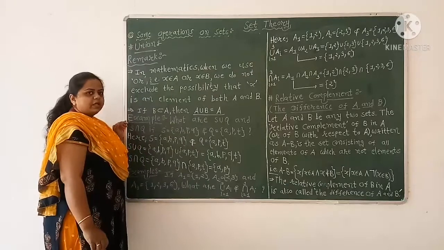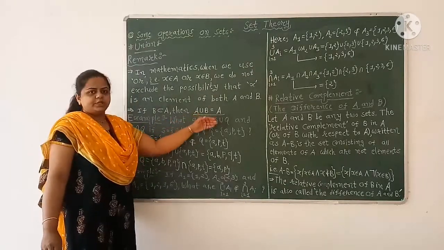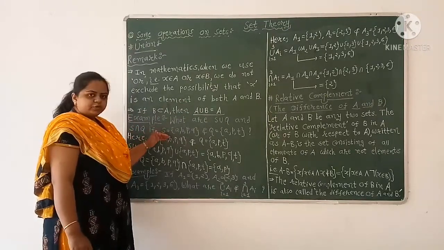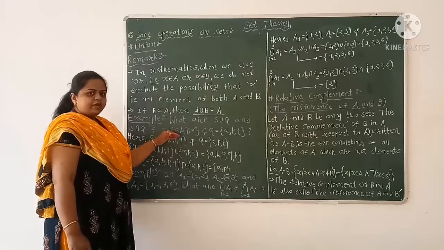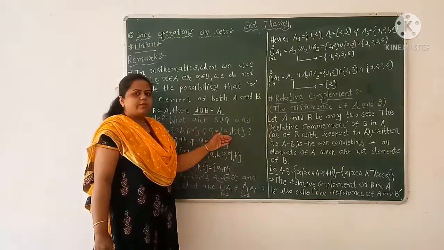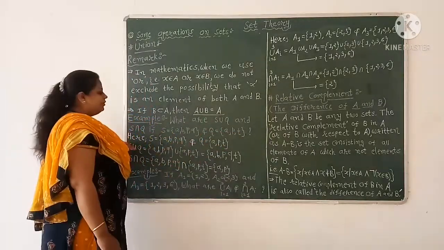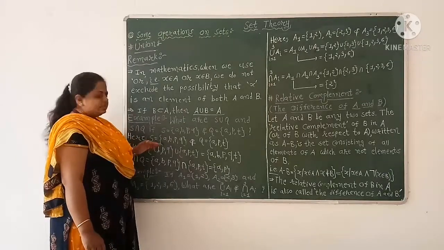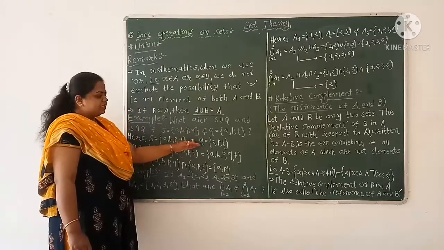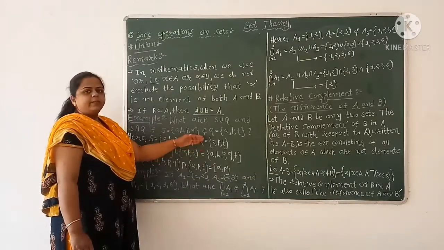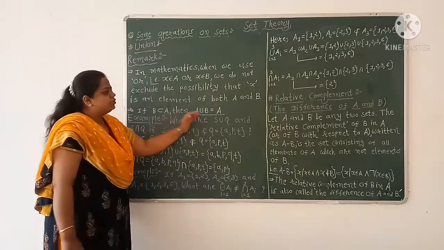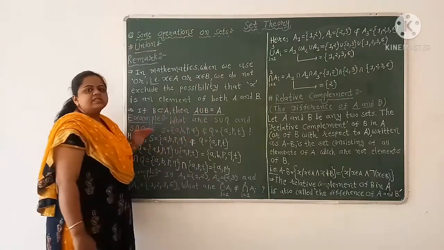Let us consider an example. What are S union Q and S intersection Q, if S is equal to the set of A, B, P, Q and Q is equal to the set of A, P, T. Here we have given S is equal to the set of A, B, P, Q and Q is equal to the set of A, P, T. Now we have to find S union Q and S intersection Q.